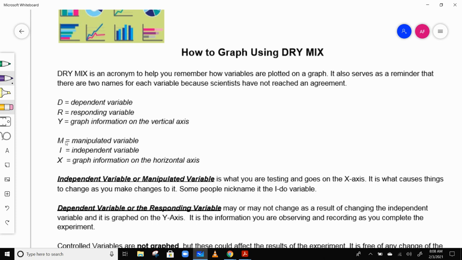Okay. Then MIX. M stands for manipulated variable, or the one that you change. That's the one that you change. That's the one that you determine. Okay. It's independent. It's the independent variable. It's independent of the experiment. So you're picking these values before you even do the experiment. You manipulated them and picked them before you did the experiment. They're independent of the experiment. And they are graphed on the horizontal or x-axis.